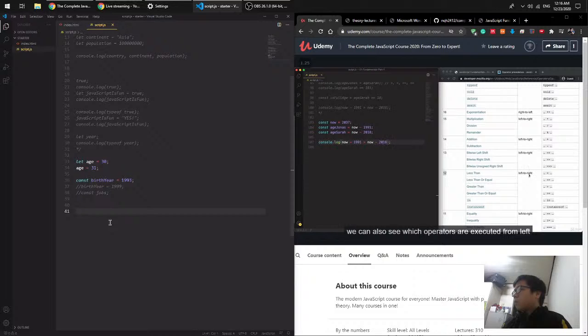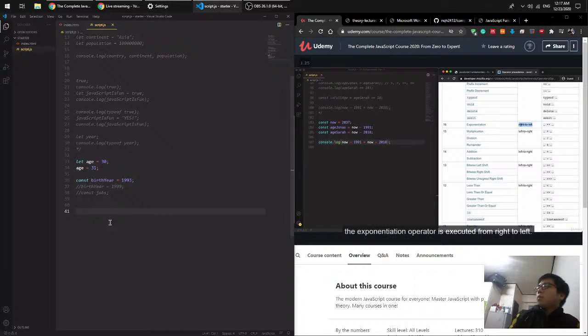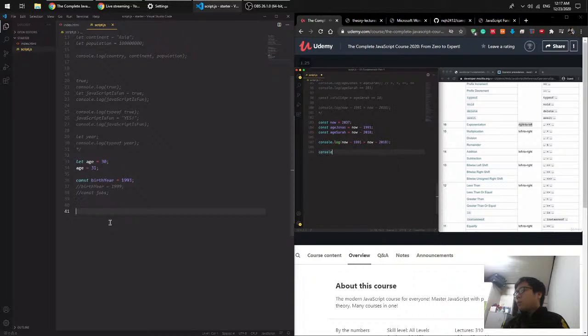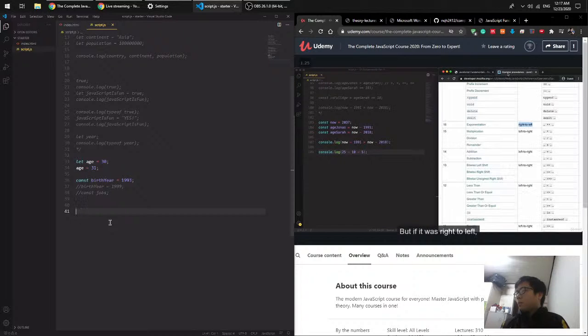Now in this table we can also see which operators are executed from left to right and which one from right to left. Like for example the exponentiation operator is executed from right to left, while most operators, especially the mathematical ones, are executed left to right. For example, let's say we wanted to calculate 25 minus 10 minus 5, and so this one should be 10, right? So let's check that, and indeed we get 10. But if it was right to left, then it would be 5 minus 10 minus 25, which would then be something completely different. So this is an example of left to right operation, but assignment, for example, is a good example of right to left execution.